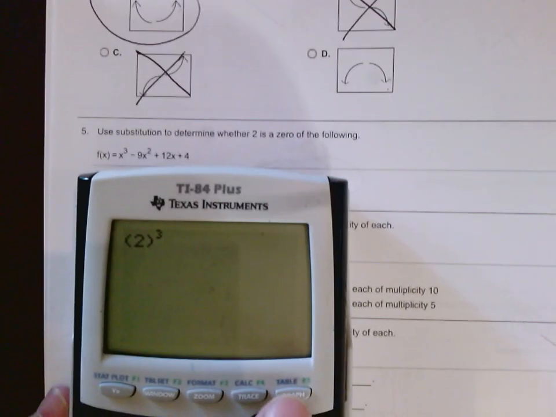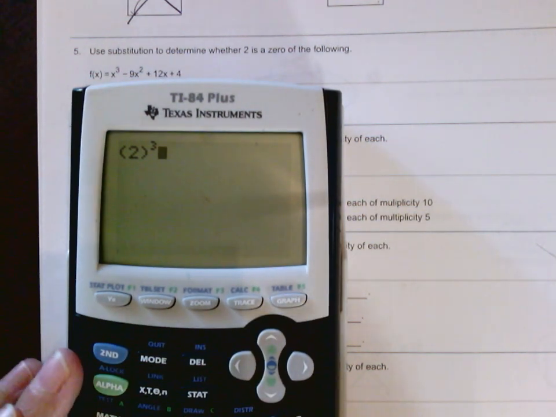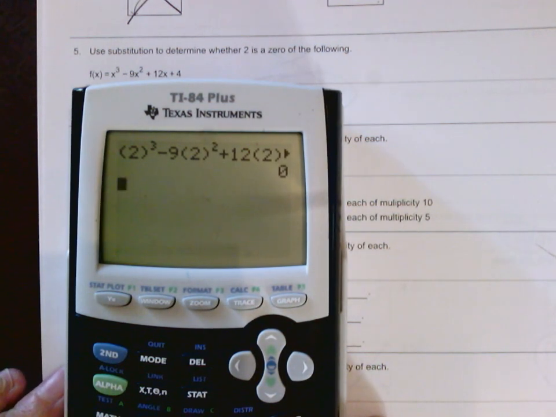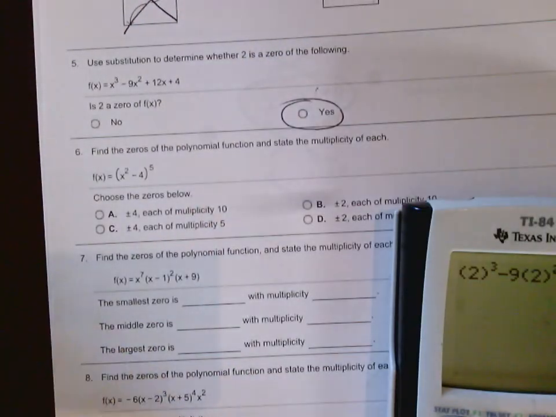Now I need minus 9, open parentheses, 2 squared, plus 12, open parentheses, 2, plus 4, and then hit enter. And it does give me a 0. If it gave you anything else, the answer would be no. But since it gave you a 0, the answer would be yes.